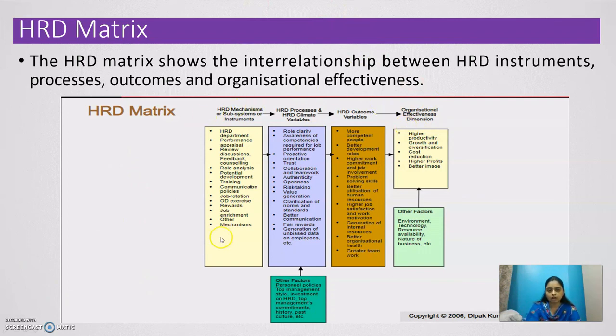So when we talk about the interrelationship between these four components, that is your mechanism or subsystem or instruments, and processes and outcome variables, as well as the impact of these variables on organizational effectiveness, then that interrelationship is your matrix. So we will discuss these components in detail one by one.